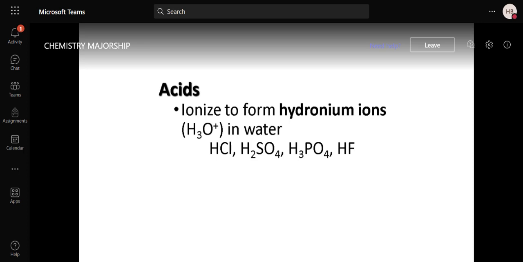It ionizes, okay, when it is dissolved in water. It forms the hydronium ion, H3O. H3O is called the hydronium ion. Alright. So, we have examples, HCl, H2SO4, H3PO4, and HF. What do you notice dito sa formula ng mga to? Ano napapansin niyo? May mga hydrogen.